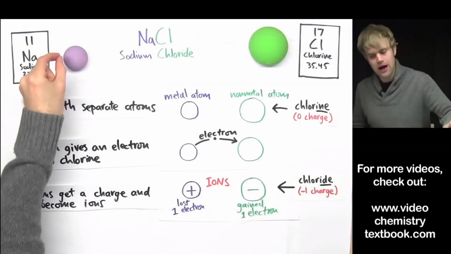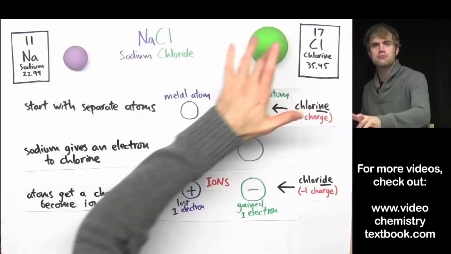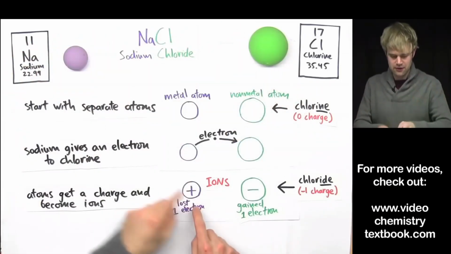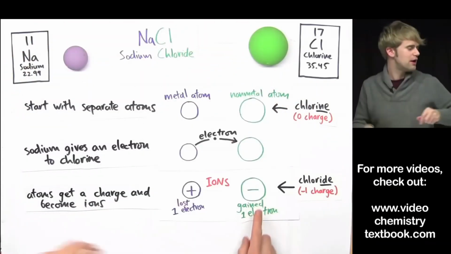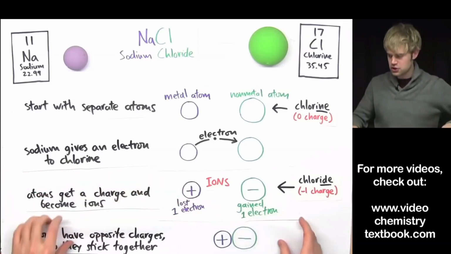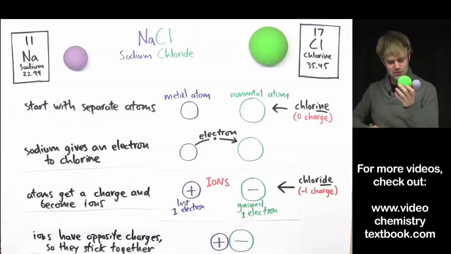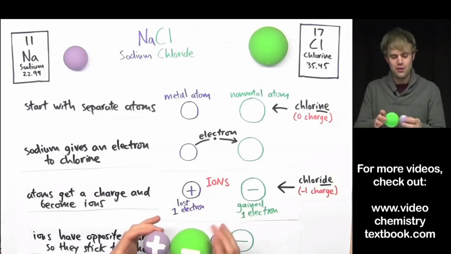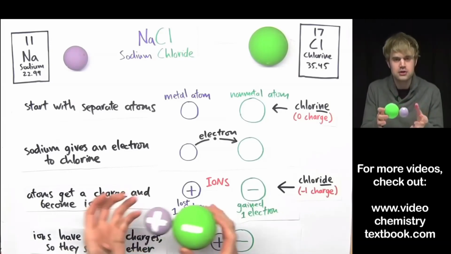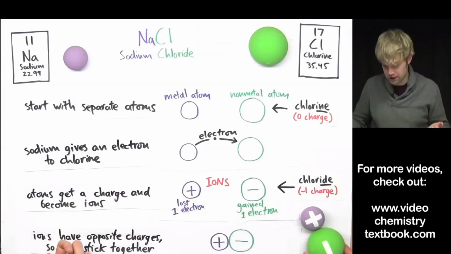But anyway, a transfer of electrons takes place between these atoms, giving this one a positive charge and this one a negative charge. And what do opposite charges like to do? They like to stick together. And so this is what we end up with. The two atoms glued together because their opposite charges are holding them together.